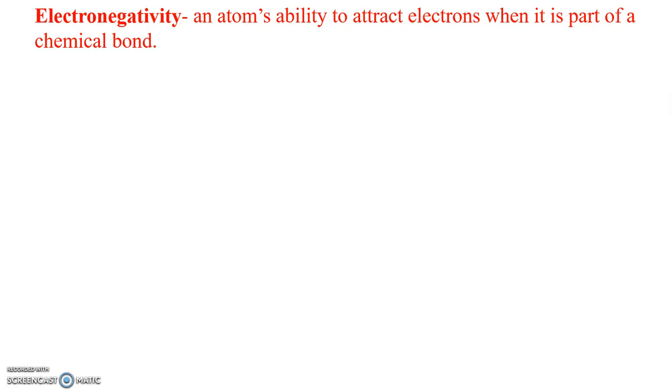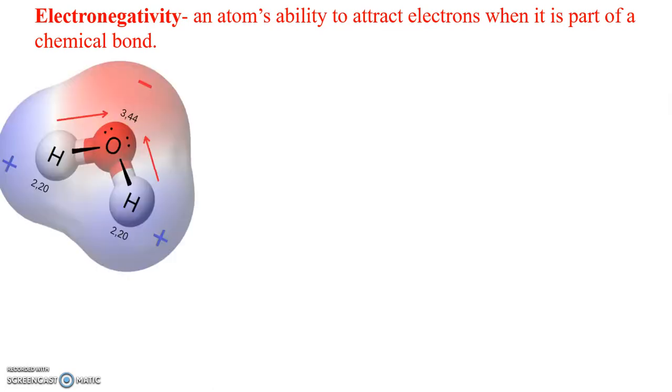So first off, electronegativity is an atom's ability to attract electrons when it's part of a chemical bond. And that ends up being incredibly important in a lot of different areas of chemistry, even with something as simple as a water molecule. You can see here the oxygen atom, which is a lot more electronegative than the hydrogen atoms, pulls electrons away from the hydrogen atoms, where the electrons spend more time on the oxygen side, to the point where it develops a slight negative charge here. The hydrogen side will develop a slight positive charge.